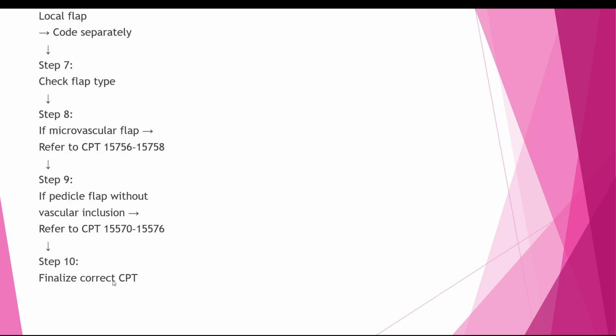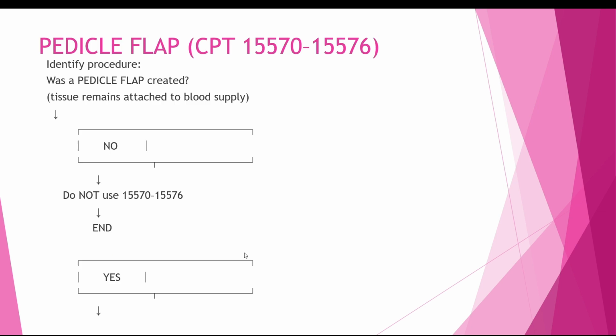Next, you have to evaluate the donor site repair. If they are doing the donor site repair, any skin graft or a local flap, you can code it separately. Next, you have to check the flap type. Okay. If it is a microvascular flap, you can code the CPT codes 15756 to 15758. Next, if it is a pedicle flap without vascular inclusion, you can code 15570 to 15576. Then you have to finalize the correct CPT. So next we have a pedicle flap CPT.